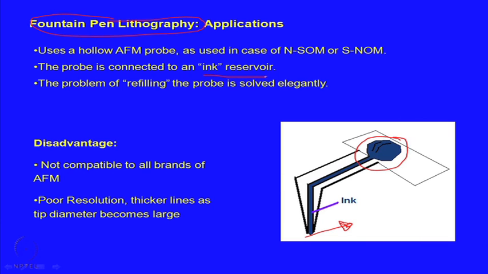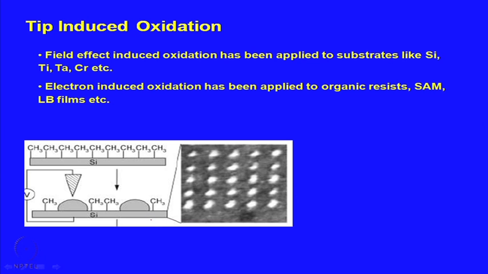So it uses an in situ ink reservoir, and one can also do a refilling by dispensing a drop, which is a macroscopic entity, over this zone. The disadvantage is that this is not compatible with all brands of AFM, and since you have to make them hollow, the radius of curvature of the tip is higher, so the resolution is poorer.